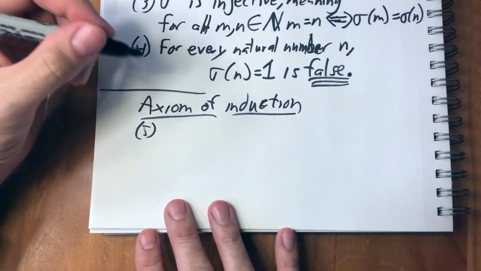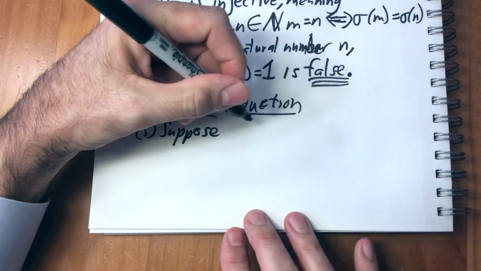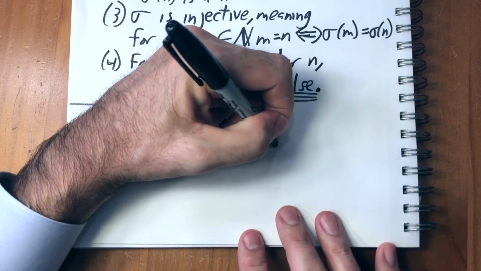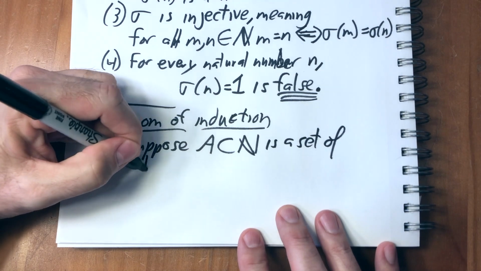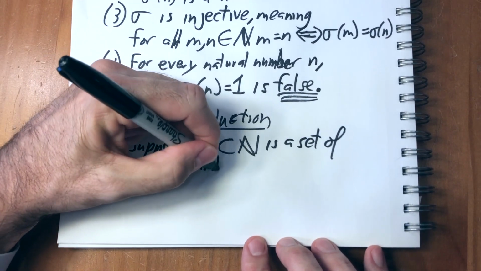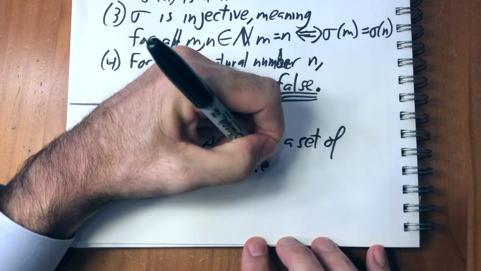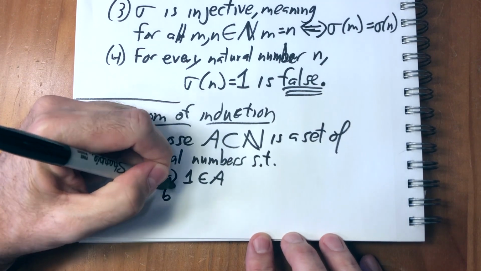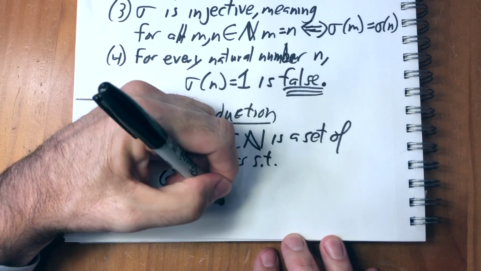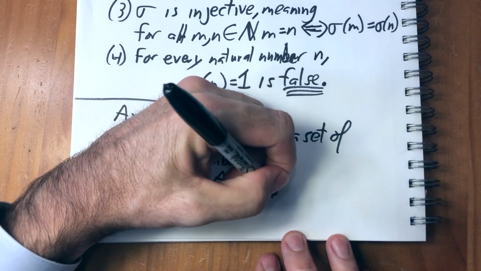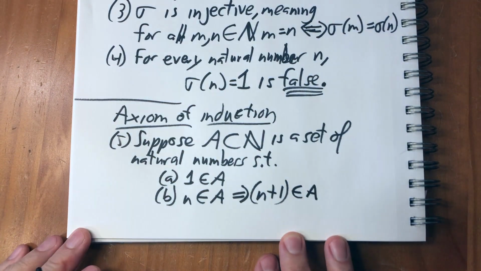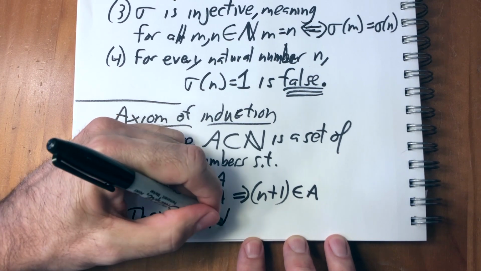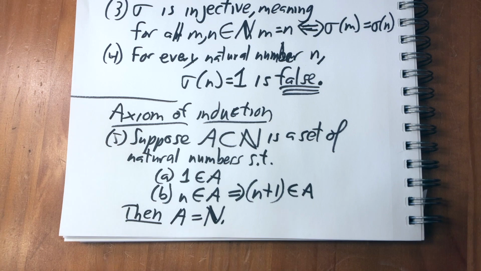5. Suppose that there's a set A that's a subset of the naturals, a set of natural numbers, such that 1 is an element of A, and n being an element of A implies that n plus 1 is an element of A. Then A equals the natural numbers.